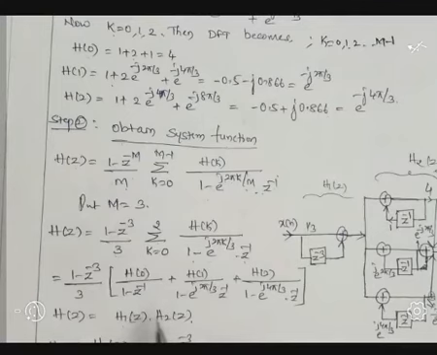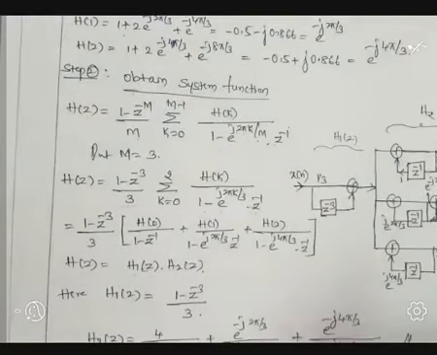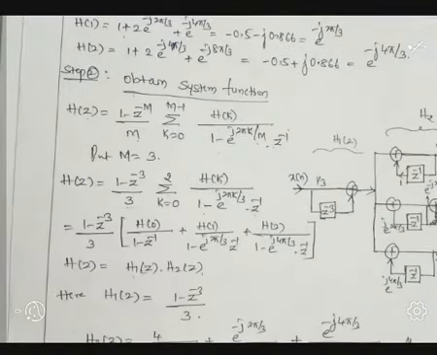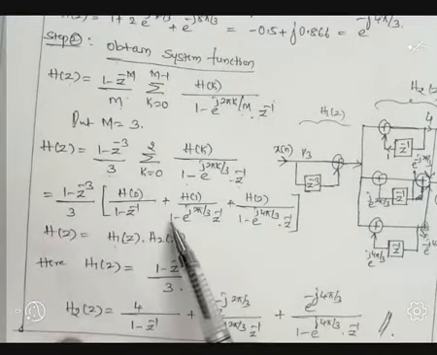And H2 object is indicated as this term. Okay, hence H2 object is this one. Further simplification of H2 object. H2 object is what? This term. K equal to 0.